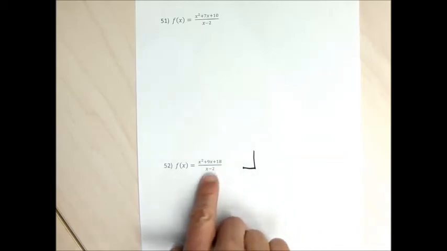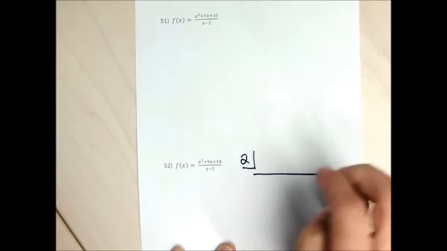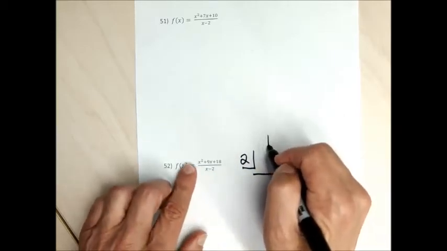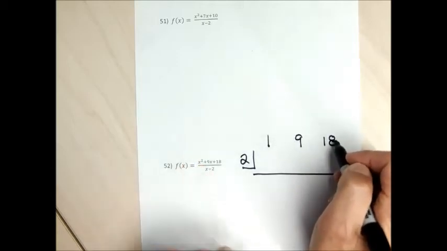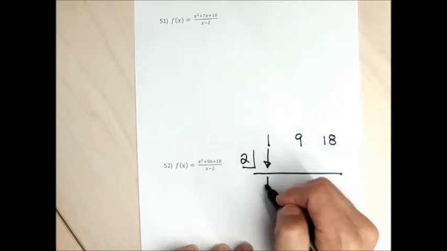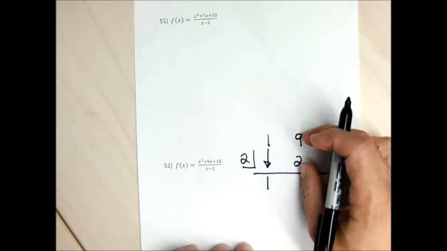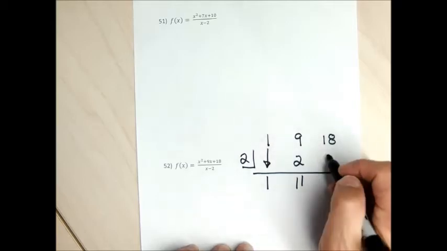I change the sign of the number in the denominator, write a horizontal bar, and take the numbers from the numerator and write them in order: the 1 in front of the x squared that's implied but not written, the 9, and the 18. Bring down the 1, multiply 2 times 1 is 2. These numbers have the same signs, so I add the 9 and 2 and get 11. And then 2 times 11 is 22.